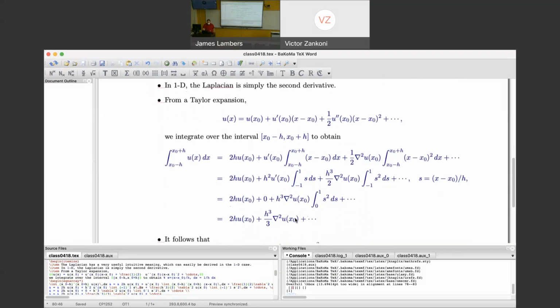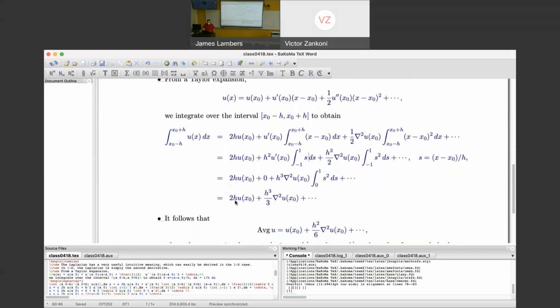So now, if I divide both sides by 2h, then the left side, this divided by 2h, is the average value of u on this interval. So the average of u is equal to the value of u at the center plus this term involving the Laplacian. And then there will be other terms of higher degree in h.